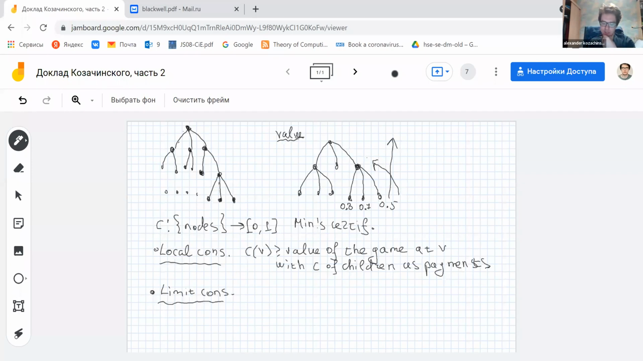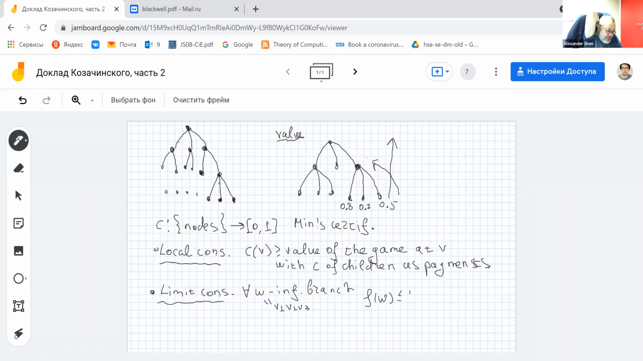So the limit consistency is that for every infinite branch, which is a sequence of nodes, f is our payment function, and f of omega should be at most or equal to the lim_inf of the value of our certificate along this branch.